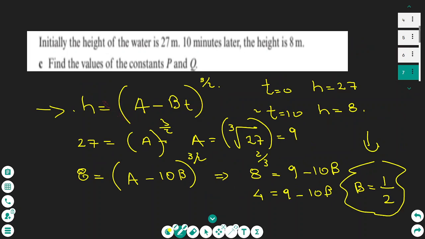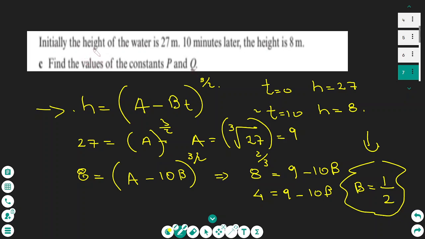And the other part here, initially the height of the water is 27 meters, 10 minutes later the height is 8 meters. Here you have more specific numbers you can use on this equation and find the h and the h. Find the values of the constants p and q.